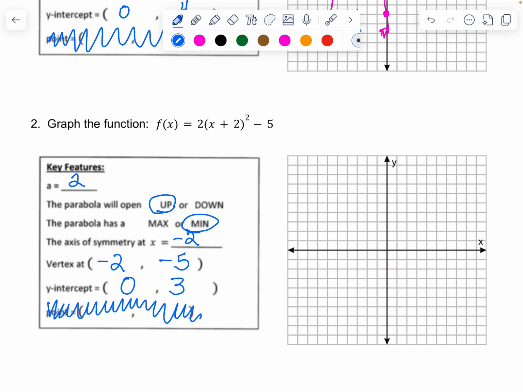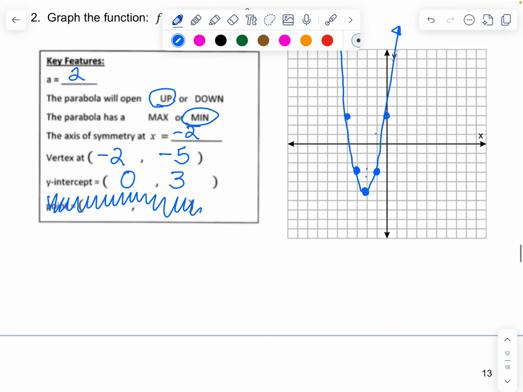So let's go ahead. Your graph should look like this. -2, -5. And then your other points should be -1, -3, and then 0, 3 gets your other side of it. And you have yourself a little skinny quadratic. Okay, that's vertex form. All right, let's jump into our next form.